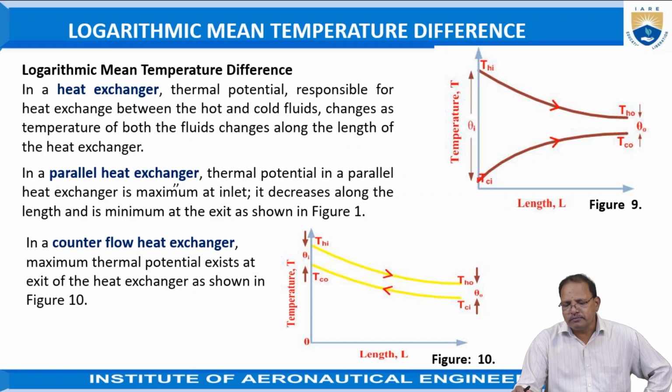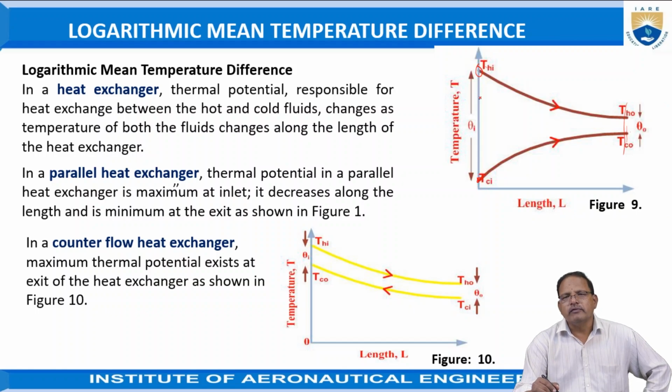The heat energy is transferring from the fluid which has higher temperature to the fluid which has lower temperature. Here, capital T_HI represents the inlet temperature of the hot fluid, and T_CI represents the temperature of the cold fluid at inlet. Both are moving parallel to each other. Heat energy is extracted from the fluid which has higher temperature. Gradually, near the outlet, they approach nearly the same temperature.